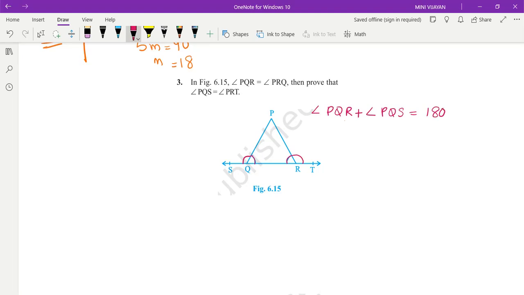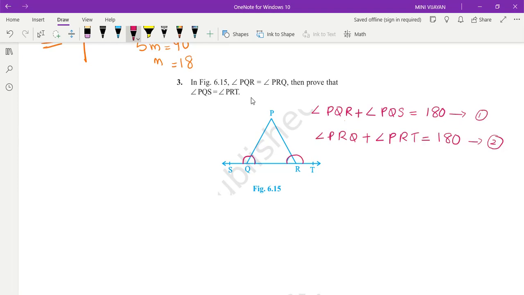Clear? The same way we can consider the other angles also, like PRQ and PRT. They both also form a linear pair, 180 degrees. So angle PRQ plus angle PRT is also equal to 180. Okay? These are the things we can identify from the figure. So put this as equation number 1 and put this as equation number 2.